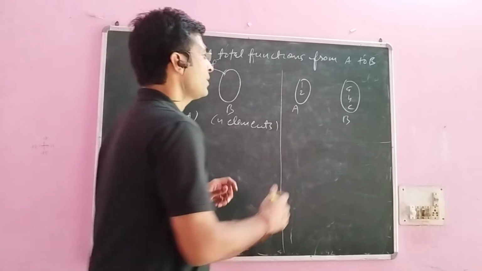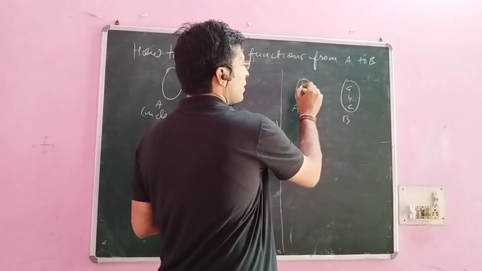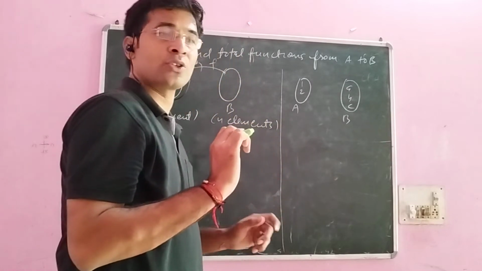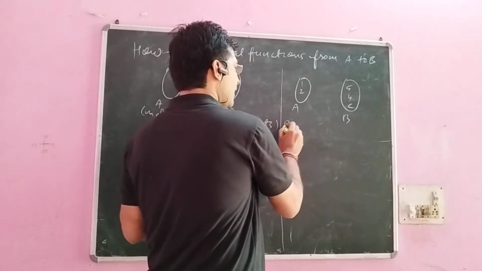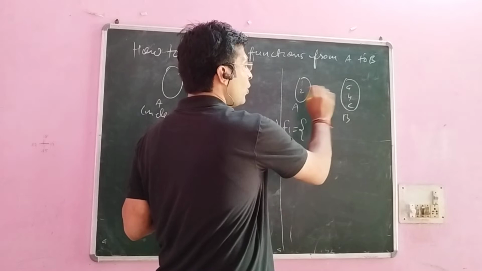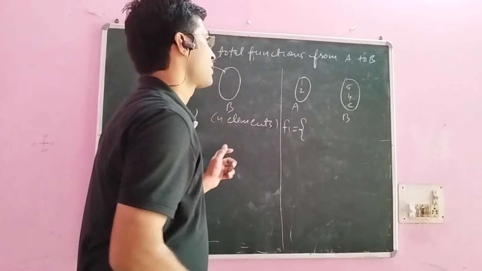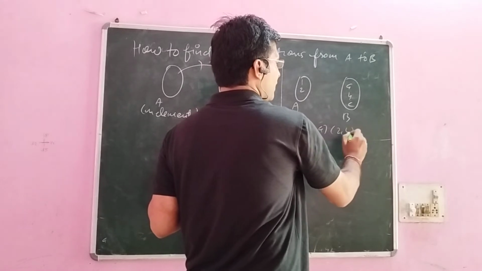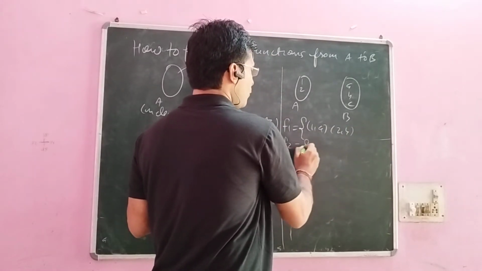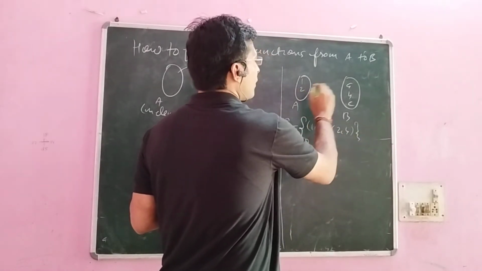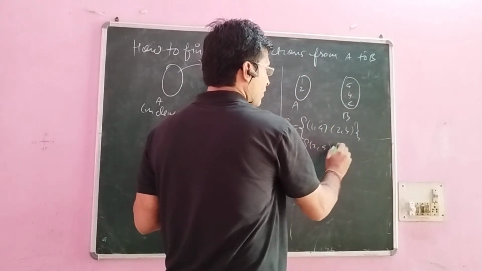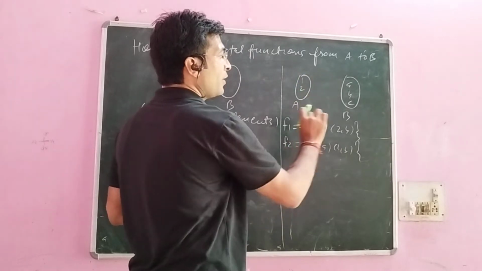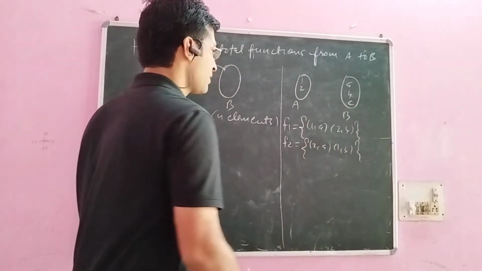Suppose there are two elements 1 and 2, and we are just taking two elements of B, A and B, and we are just finding all possible functions. Suppose in F1, 1 goes to A and 2 goes to B, and then F2, 2 goes to A and 1 goes to B. So for 1, 2 and A, B, there are two functions.